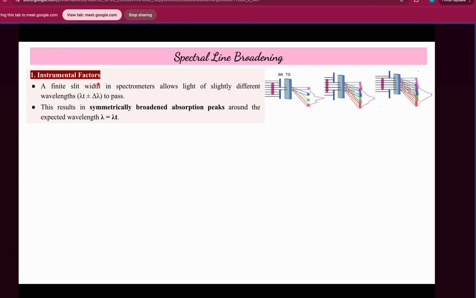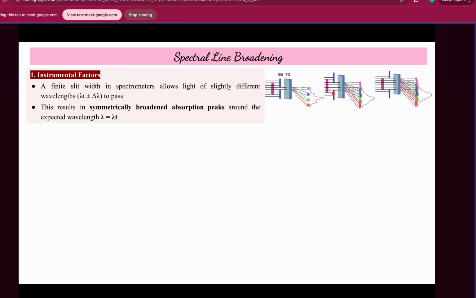First of the factors is the instrumental factors. A finite slit width in spectrometers allows light of slightly different wavelengths to pass. This is the slit which is allowing the wavelength of light to pass through it. In certain scenarios, what can happen is if this slit distance is decreased, previously only a little bit of light is allowed to pass, which means there will be only a particular wavelength of light passing. In that case, the possibility of observing a sharp spectra is higher.